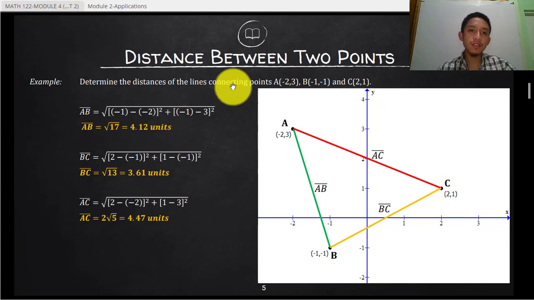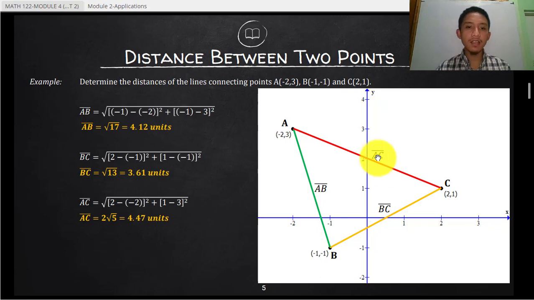Okay, so this problem is trying to determine the distances of the lines if we connect these 3 points. If we connect point A to point B, that is this green line here, that is your line segment AB. And then connect your B to C, that is your yellow, or the orange here, that is your line segment BC. And then connect your A to C, that is your line segment AC, the red line. So that is what we are trying to solve, the distances.